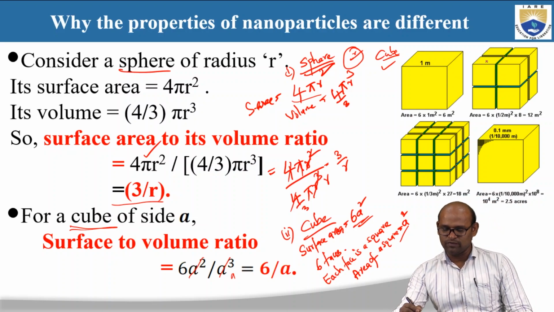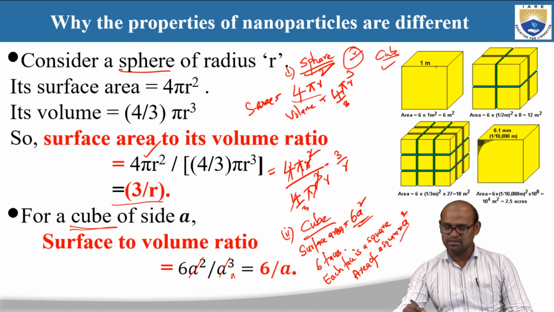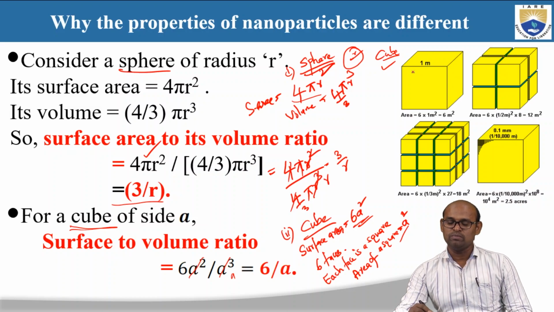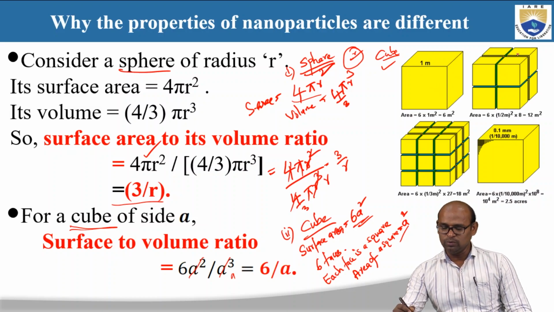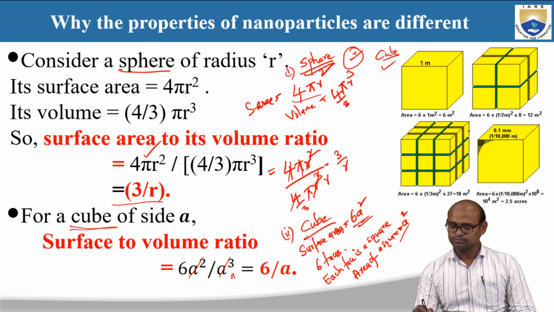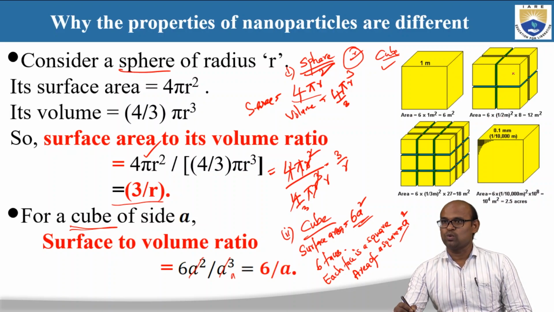Now I have cut this cube into, actually, 8 equal parts. I have divided this 1 meter length cube into 8 equal parts. So now what is the surface area of this? 6 faces into 1 by 2 meter, because I have divided each length into 2 parts. So the area of each face is now 1 by 2 into 1 by 2 meter square, that is 1 by 4.